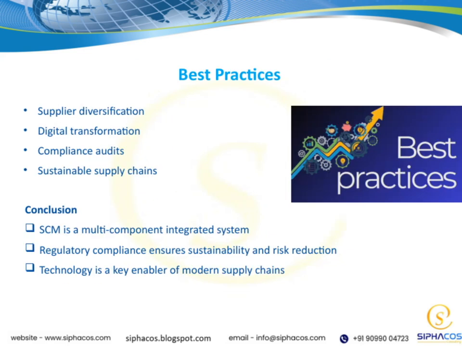So, to wrap things up, let's talk about the conclusion. Supply chain management, or SCM, is really a multi-component integrated system. It's not just one thing. It involves various parts working together to create a seamless process. Ensuring regulatory compliance is crucial here because it helps us achieve sustainability and reduce risks along the way. Staying compliant isn't just about following rules. It's about building a resilient, responsible supply chain.